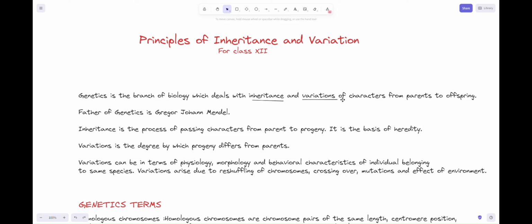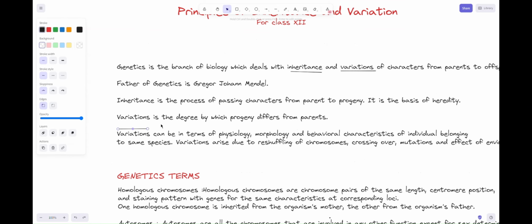But the features that are transmitted from the parent to the children are not the exact copy of their parents. Some differences are there, differences between the parent and the offspring and differences between the siblings, right? So these differences are known as variation. Variation can be in terms of physiology, morphology, or in the behavioral characteristics, right?